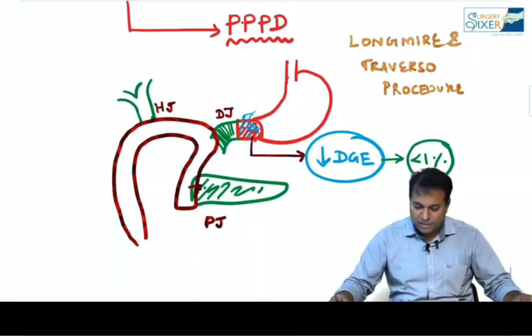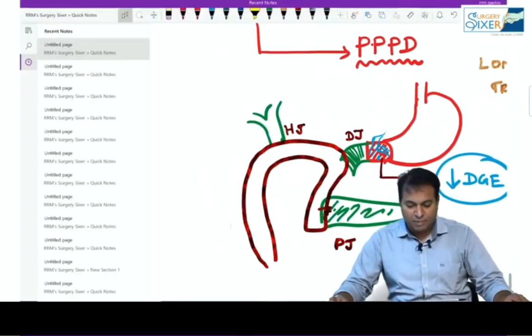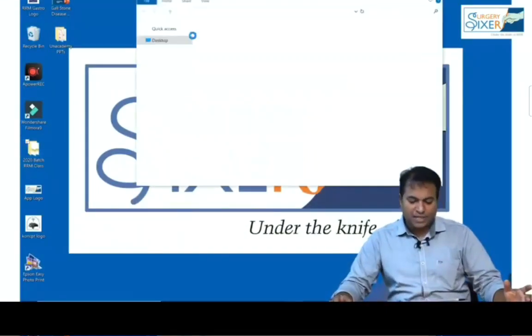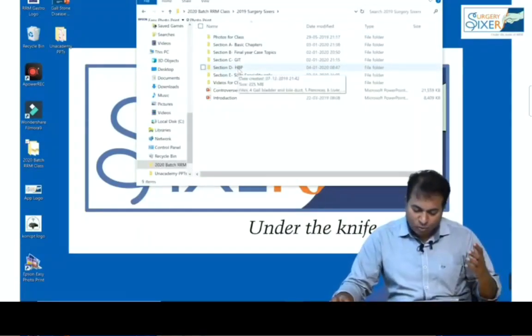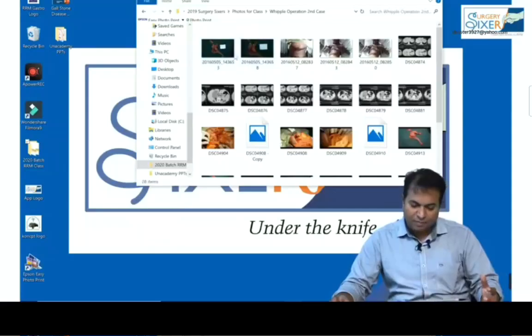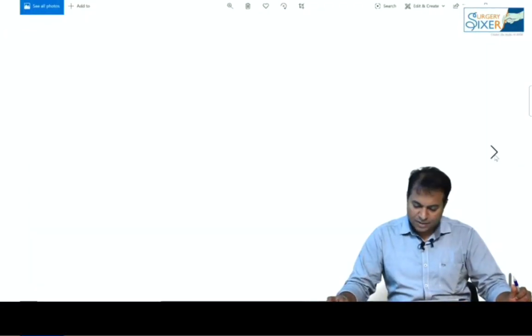So please don't forget, Whipple's operation is a high yield operation topic. Usually the examiners will be more interested in asking questions from Whipple's operation, and this is one of the interesting surgeries. So we used to ask more questions from students regarding Whipple's operation. Just see some of my patients' images of Whipple's operation. This is one of the specimens of my patient's Whipple's.